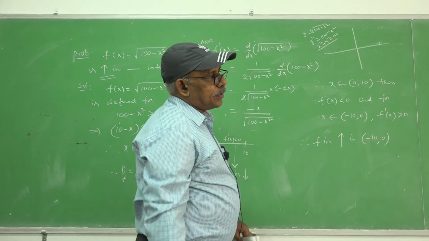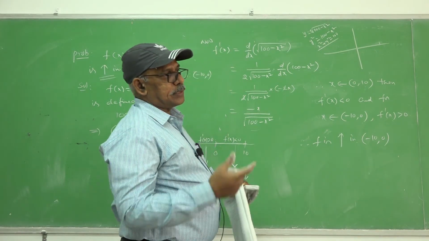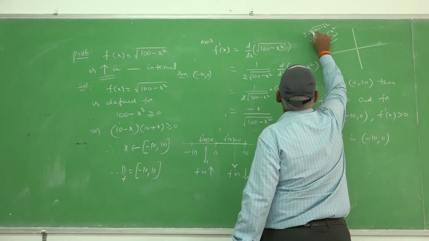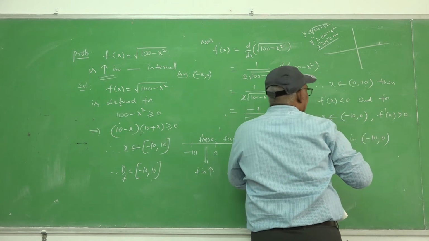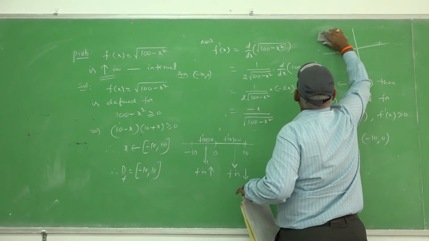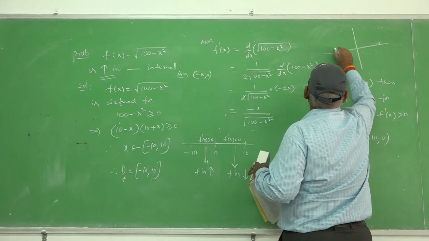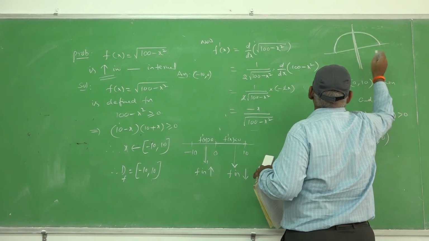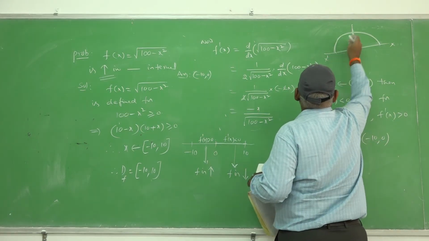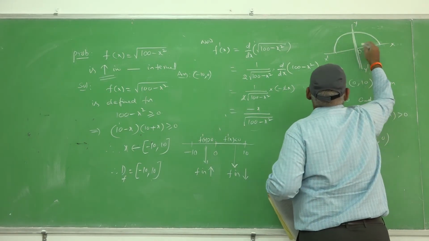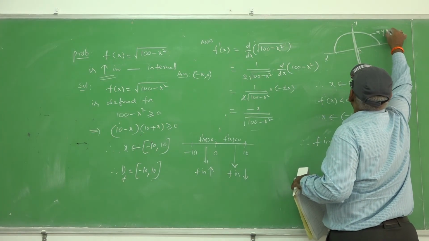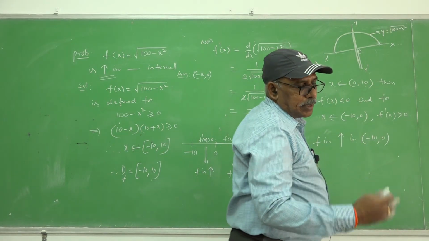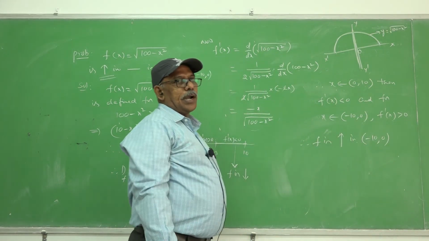Hence, x square plus y square equal to 100 is a complete circle. But taking y equal to only square root of 100 minus x square is a semicircle, which is completely above the x axis. So, the graph is like this. This is the x axis, this is the y axis, and this is y equal to square root of 100 minus x square, our graph, the semicircle above the x axis, whose radius is 10.